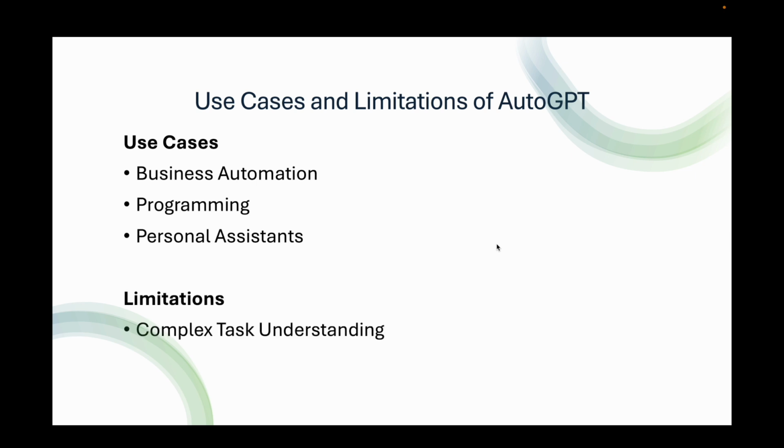Some of the limitations include complex task understanding. While AutoGPT can handle many tasks autonomously, it may struggle with highly complex tasks that require nuanced human judgment or creative decision making. Cost. Since AutoGPT operates through the GPT-4 API, continuous use can become expensive due to API call costs, especially for long-running processes.